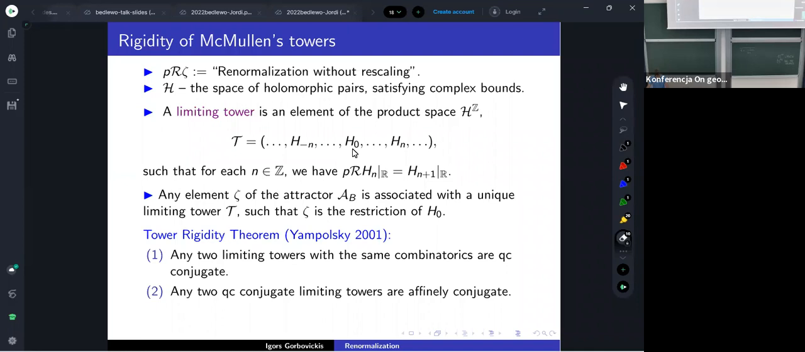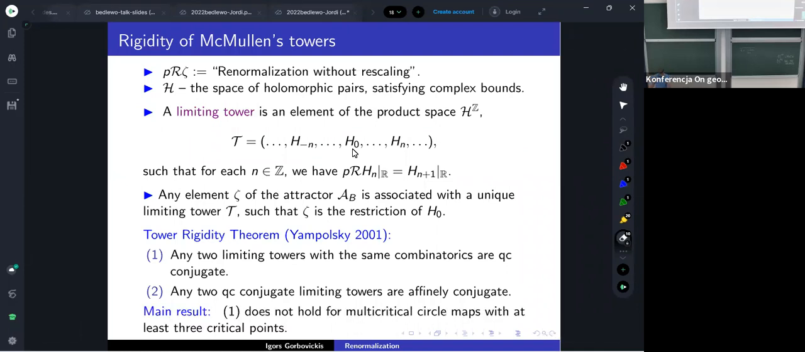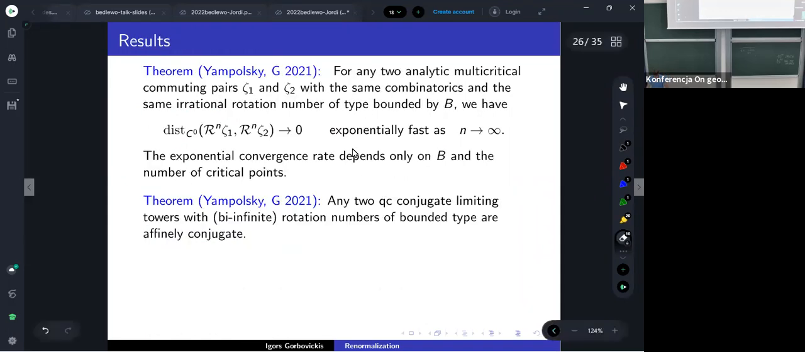And so in the remaining time, I will try to show that the first part of this theorem in the set of multicritical circle maps with at least 3 critical points does not hold. So in other words, if we have 2 towers which are quasi-conformally conjugate, then they are in fact affinely conjugate, even if we have many critical points. But 2 towers with the same real combinatorics might not be quasi-conformally conjugate. Well, maybe I should state the results more explicitly.